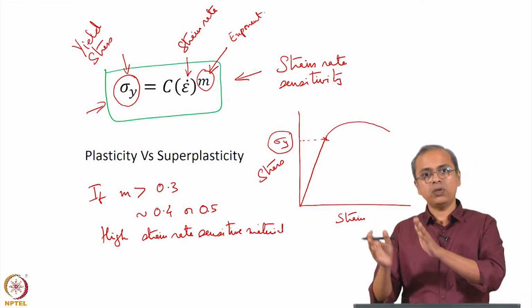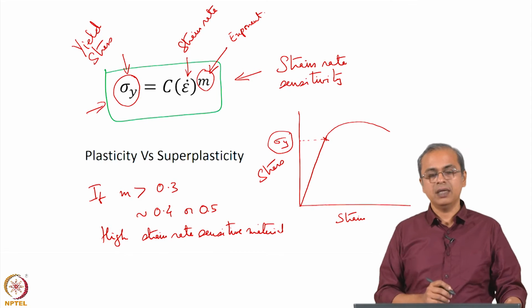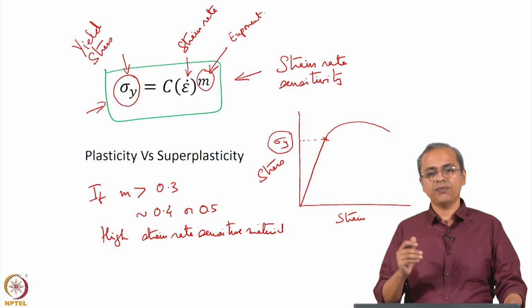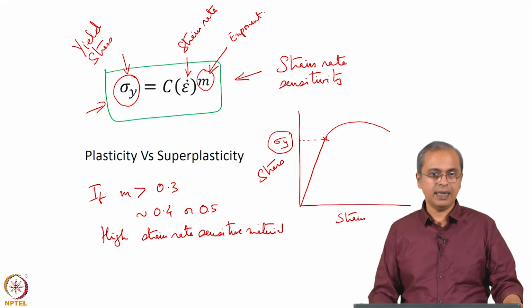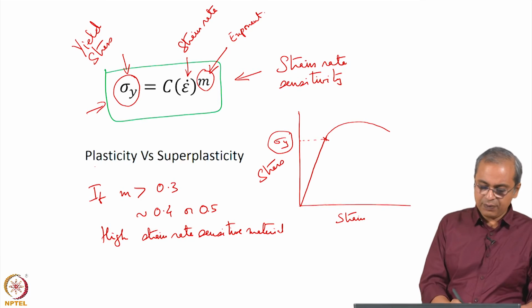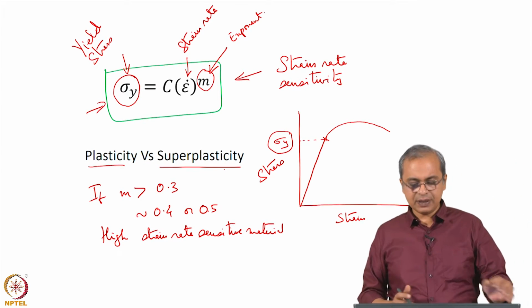The extent to which the strain rate affects the yield stress depends on this exponent. So, the higher the exponent, the greater is the increase in the yield stress for the same increase in the strain rate. Okay. So, now when you look at plasticity versus superplasticity, technically really the difference comes down to this exponent.